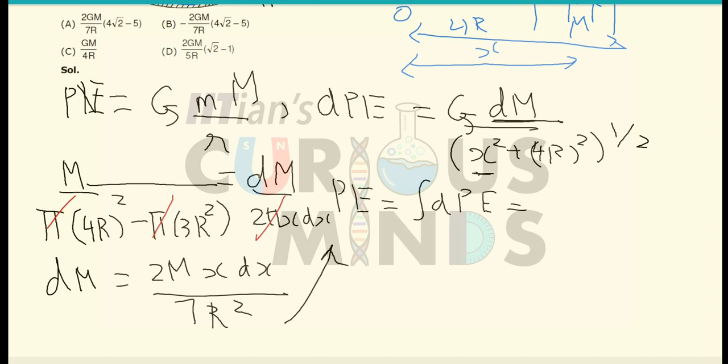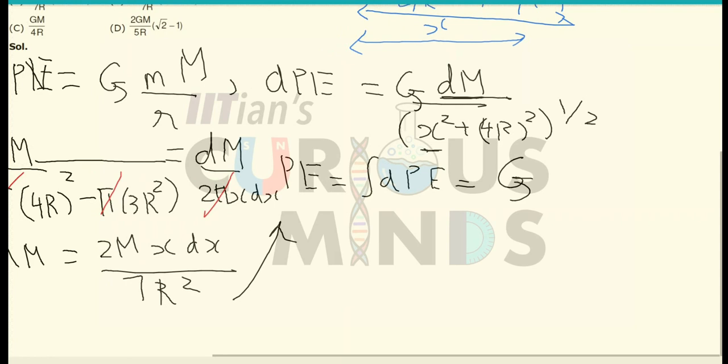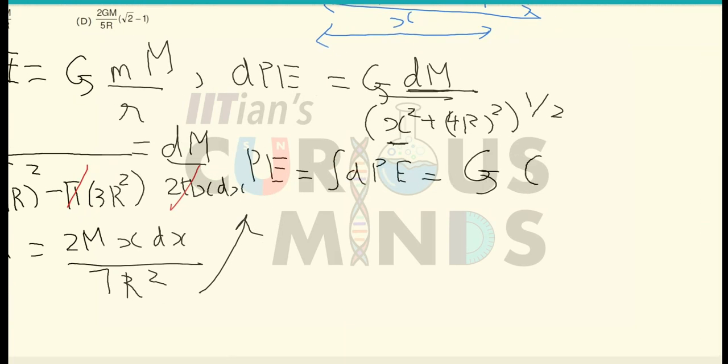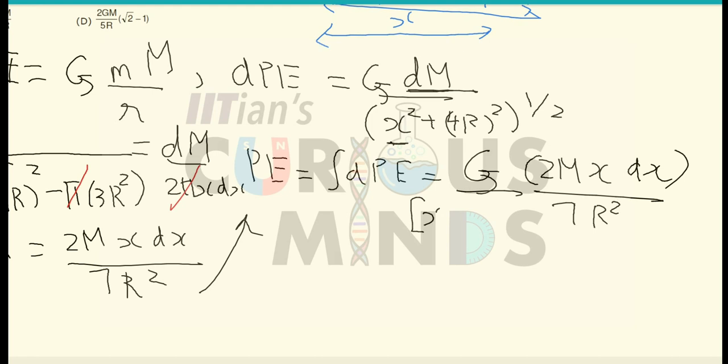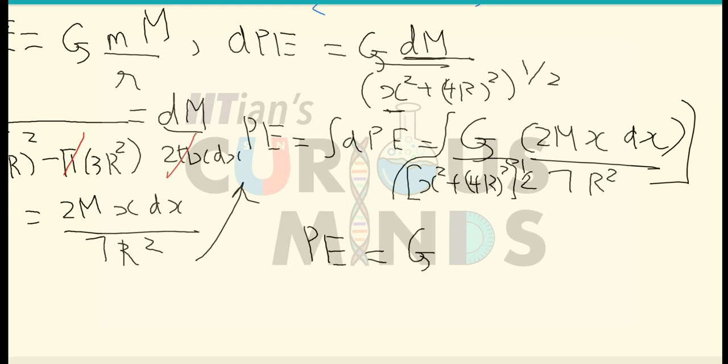Let us plug in this value in the potential energy. It will be G dm, and I am not taking the positive or negative sign for the time being. It will be equal to 2M x dx divided by 7r squared, into (x squared plus (4r) squared) raised to half. I have to integrate this entire term. Before I integrate, let me take the constants outside: G, 2M, and 7r squared will be outside the integral.